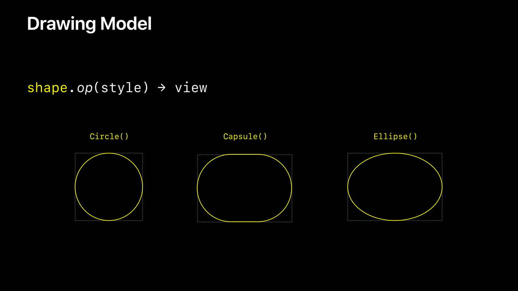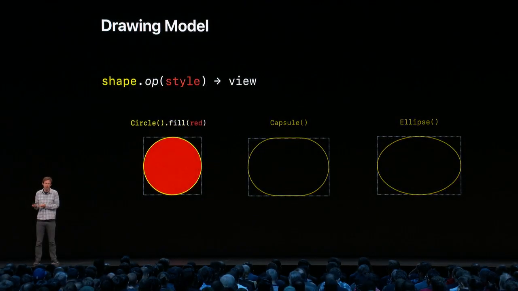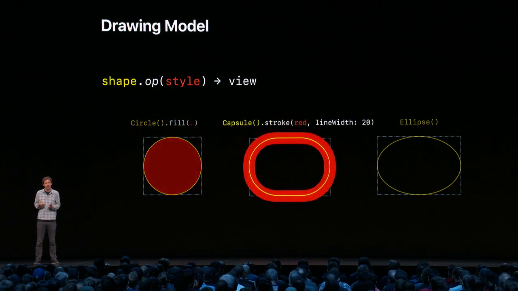So the basic pattern is that we have a shape and a style, a color or something, and the combination of those two things produces a view. We have a few shapes here, and as we saw, I can fill with red and get a red circle. But also, we could use a different operation and say a different shape, a capsule, and stroke it with red. And in that case, we won't get a filled shape, we'll get an outline of the shape.